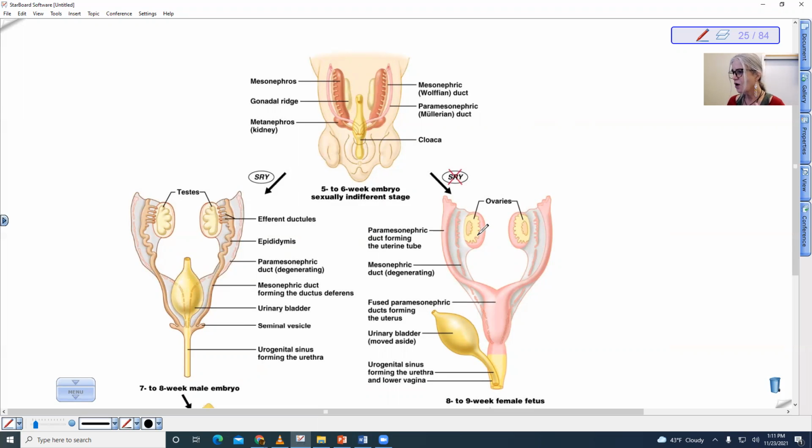When we look at the ovaries, this would be if testosterone levels are not high, there is no Y chromosome. The Mullerian or the paramesonephric duct is the one that is maintained, and the mesonephric duct disintegrates. And notice that that's the close one. This is the one that's furthest away. And so the ovary is not directly connected.